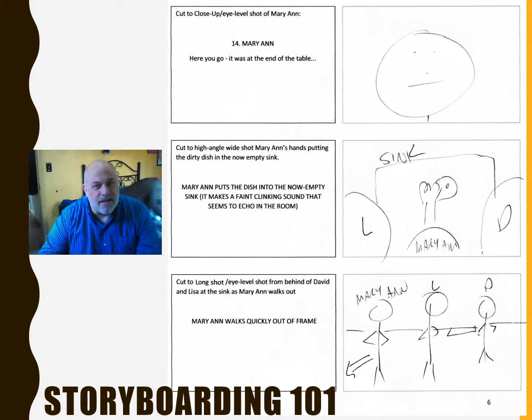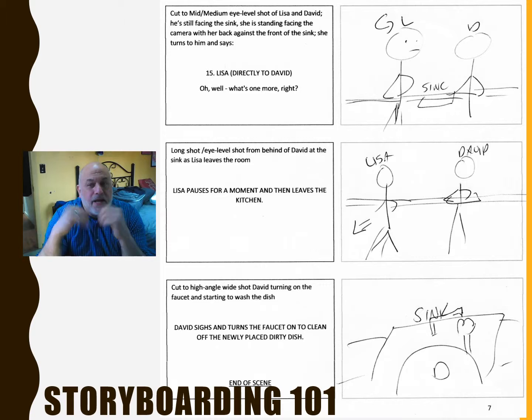And then we cut back to that same long shot we've seen before with the eye-level shot from behind with David and Lisa at the counter, and Marianne's walking out the way she walked in, and also the way Lisa walked in and will also walk out. So I'm definitely trying to echo those shots for a visual effect and also for narrative support in visual storytelling, right? So then we cut back to a medium shot of Lisa and David at the sink, one we've seen before. Things have changed now, though.